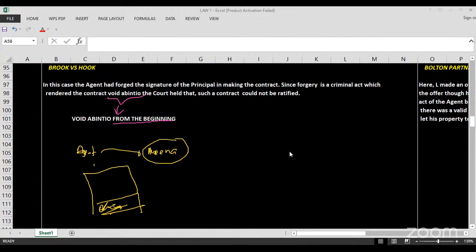The court is saying that this contract cannot be ratified because, from the beginning itself, the contract is not valid. It is void ab initio. From the beginning, it cannot be a contract. The court is saying that. Such a type of contract you can't ratify because it's legally not accepted. Next.